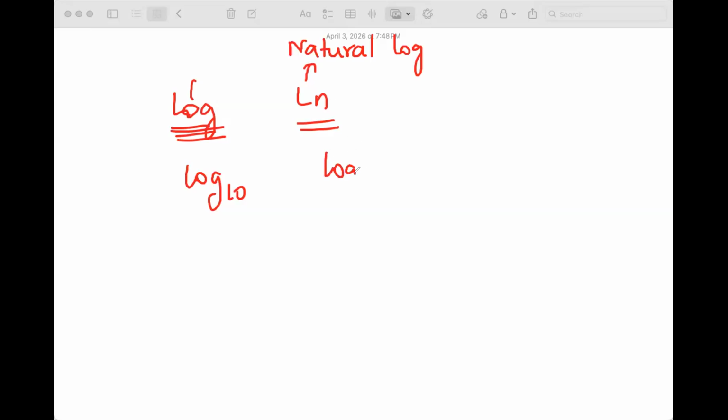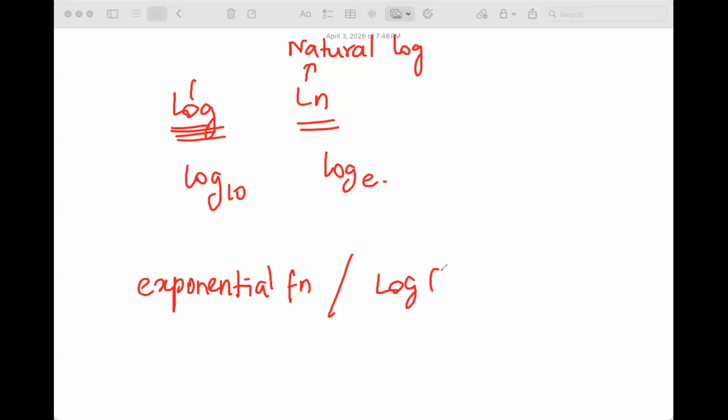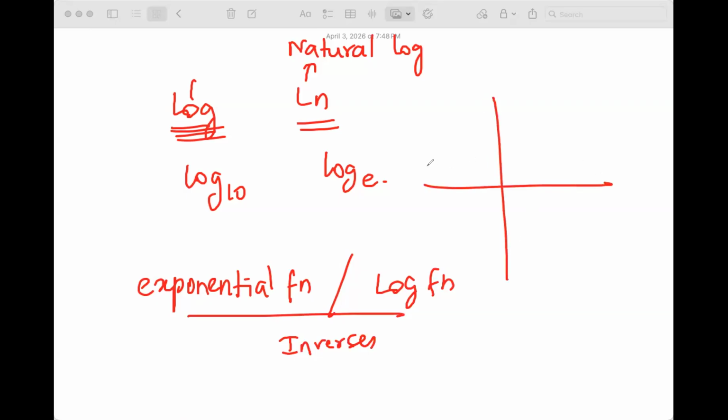This one is log base e. What are these functions? Basically, exponential functions and logarithmic functions are inverses. These both are inverses. That means what? Suppose I have an exponential function 2 power of x. This is my function, 2 power of x is equal to y.